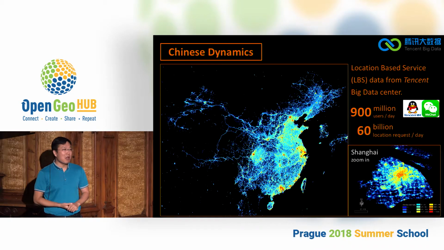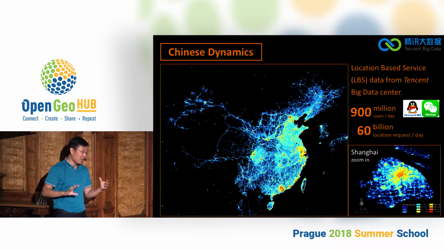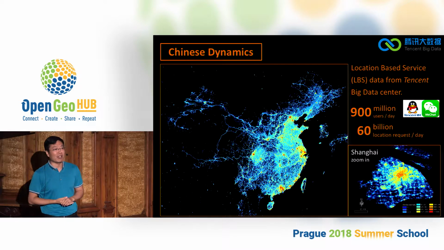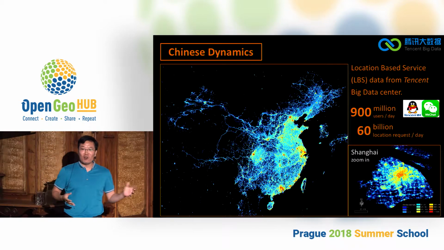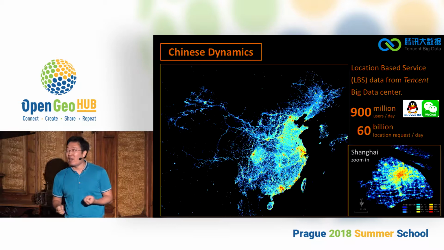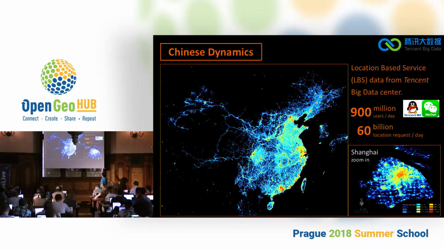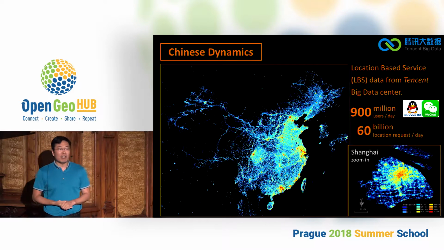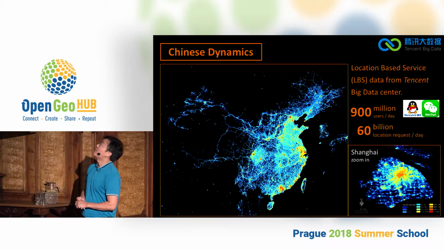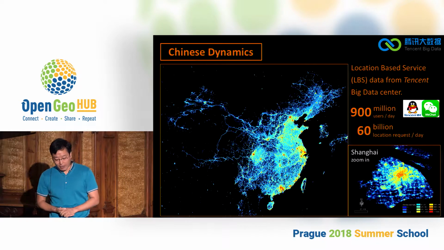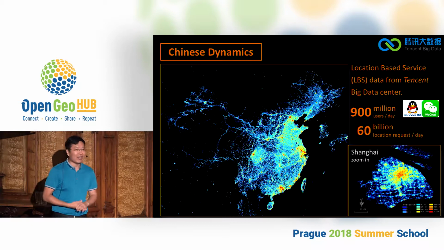In the whole nation, we have collaboration with the Tencent company. Maybe you are not familiar with the Tencent family, but maybe you know the two apps, WeChat or QQ. Tencent is the largest social media company in China. It has more than 800 million active users per day.